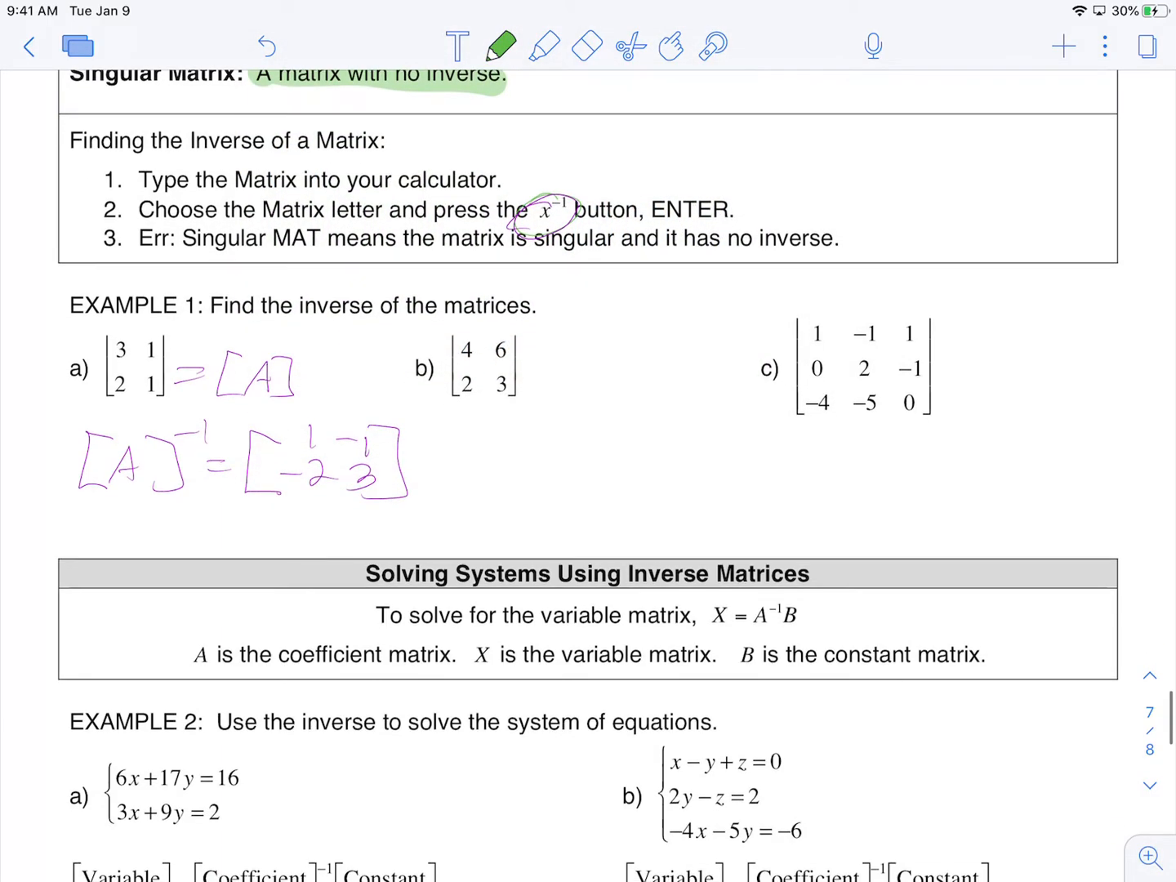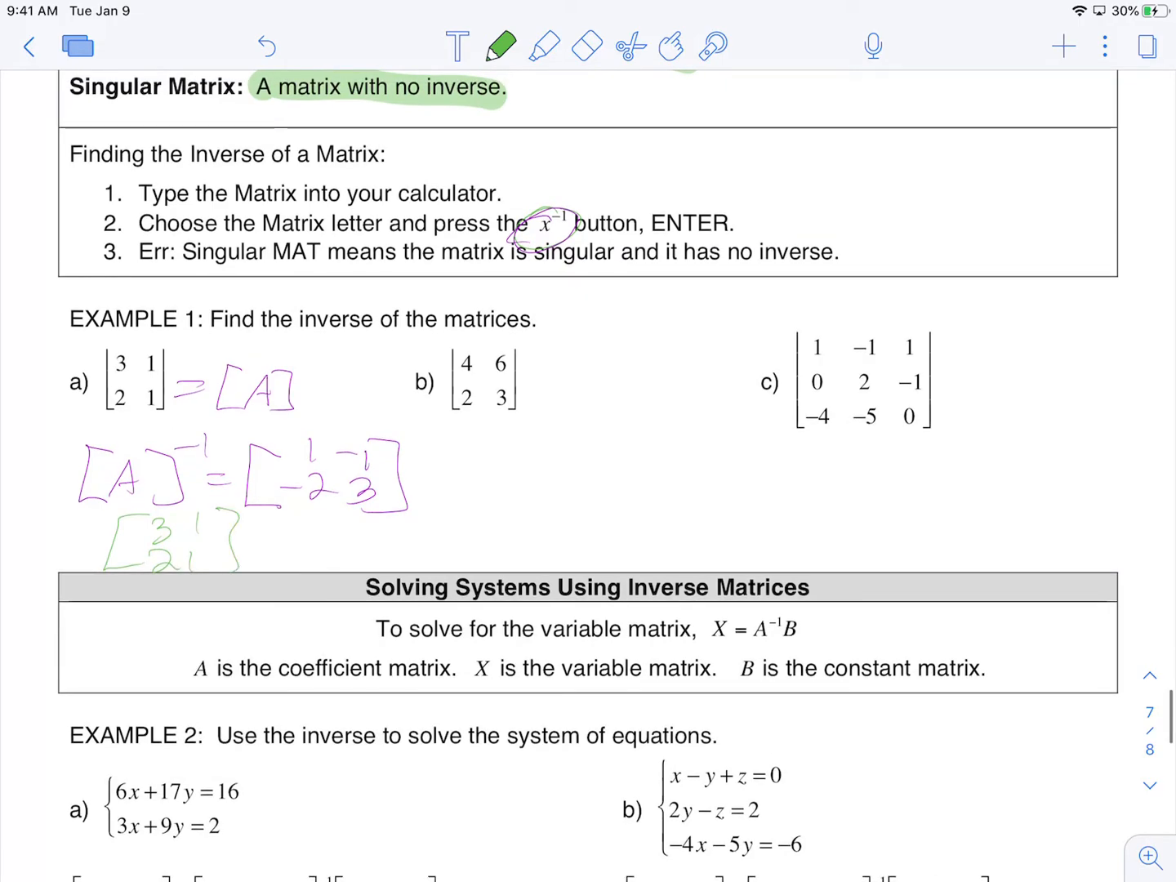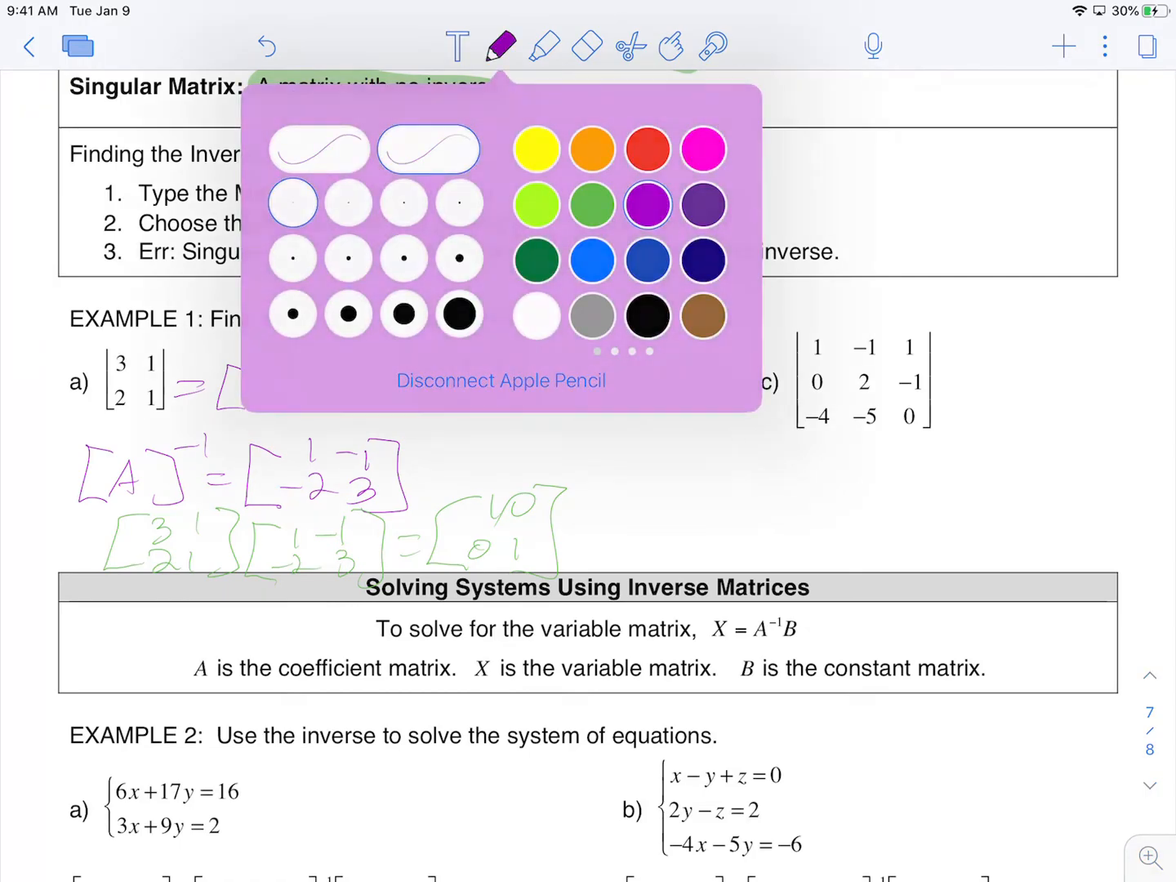They were not fun. All right, and then now you're going to multiply 3, 1, 2, 1. You don't have to do this. I'm just showing you this is the check. Times 1, -1, -2, 3. And if you multiply them, you're going to get 1, 0, 0, 1. So that's how you know that they're inverses of each other. You get the identity matrix.